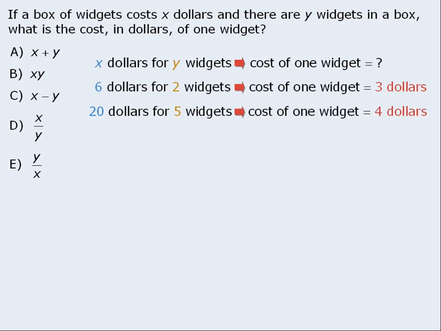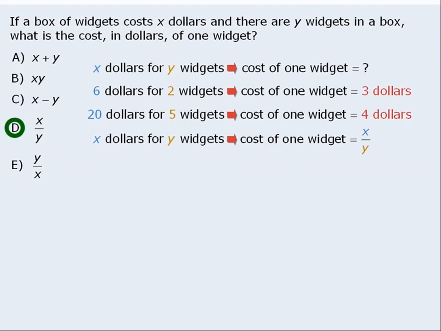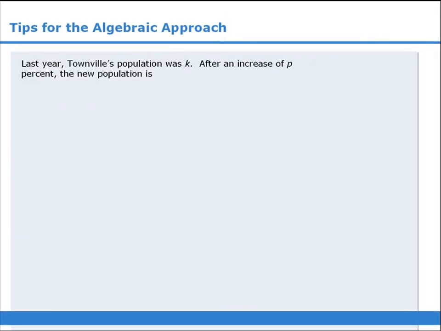From these 2 hypothetical examples, we should see that to find the price of one widget, we take the price of a box of widgets and divide that by the number of widgets in the box. So if it costs X dollars for a box of Y widgets, the cost of one widget must be X divided by Y, which means the answer here is D. Alright, let's try another question.